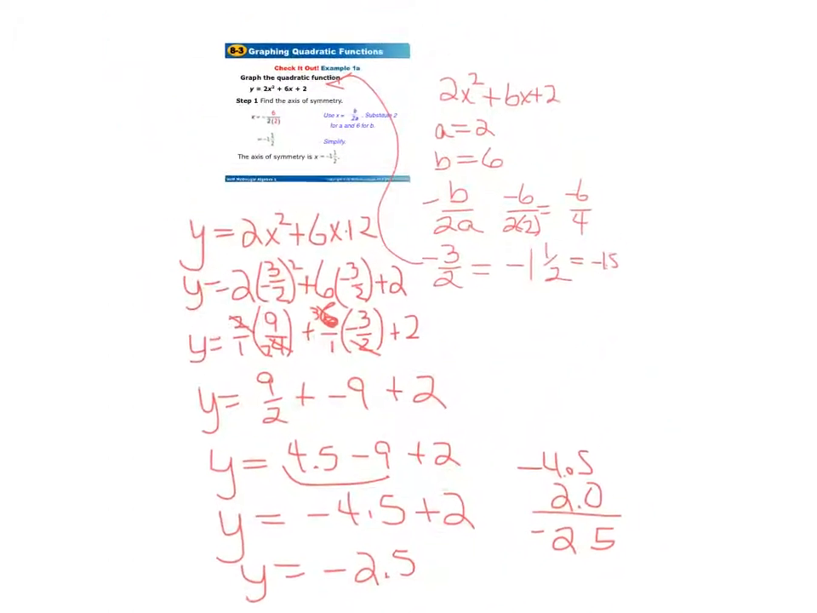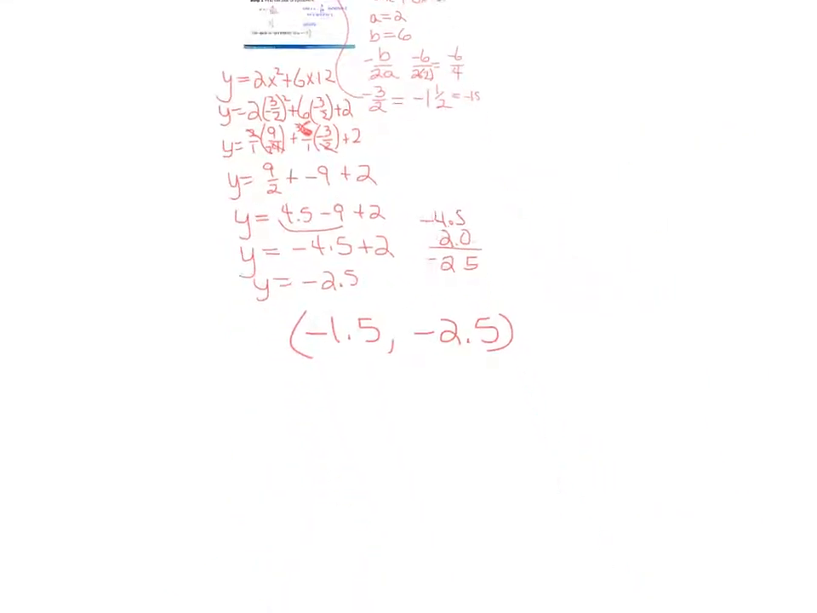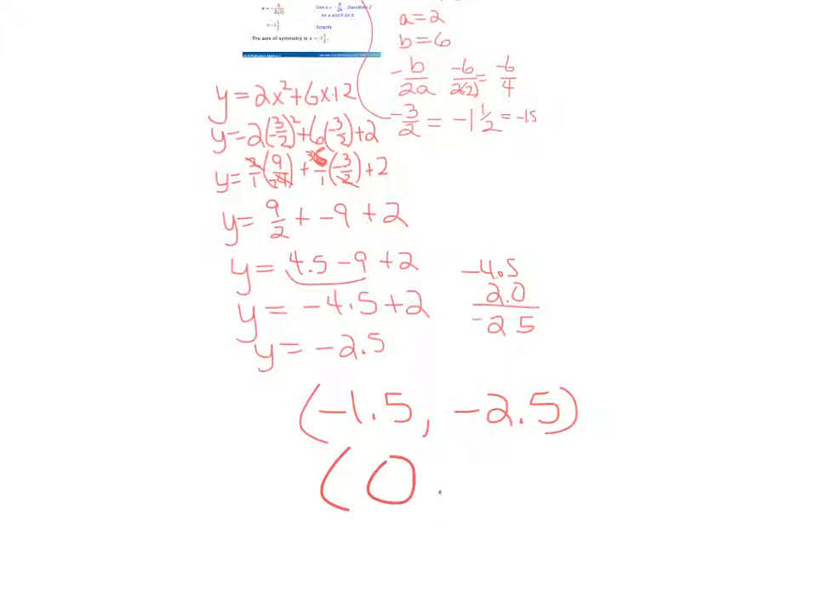Now, what is my y-intercept? 2. Good. So now I have ordered pair number 2. I've got 0, 2. To get 2 more points, I'm going to pick 2 numbers that are either bigger than -1 1/2 or smaller.